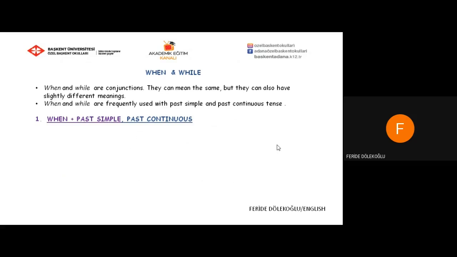When and while. When and while are conjunctions. They can mean the same, but they can also have slightly different meanings. When and while are frequently used with past simple and past continuous tense. You can also use when and while with different tenses, like present simple, present continuous. But here, we will only focus on the use with past simple and past continuous. Okay, the first one. When plus past simple, past continuous.